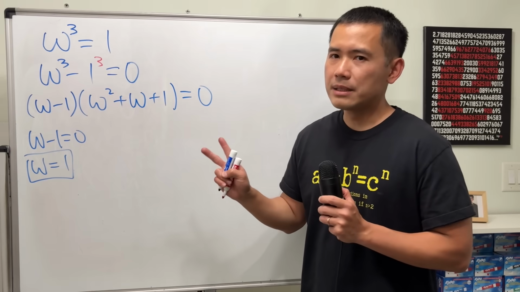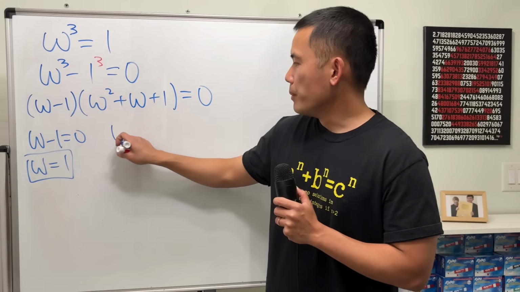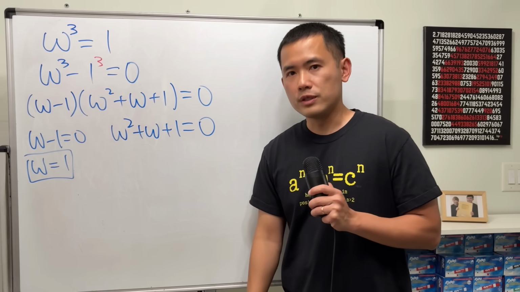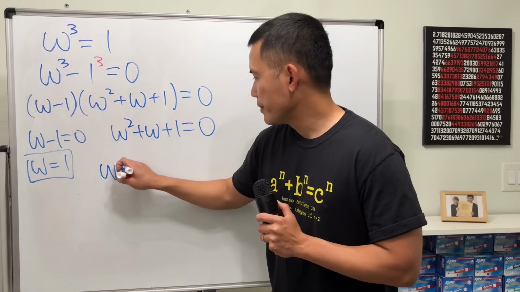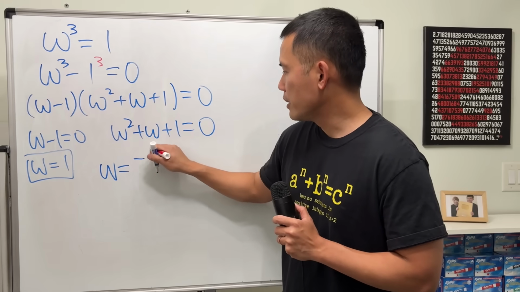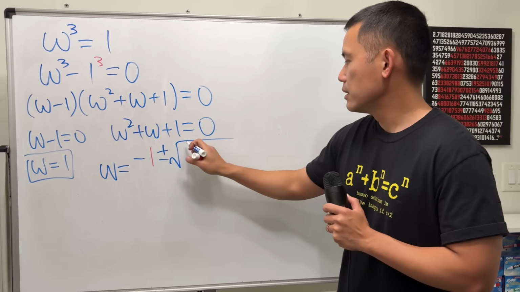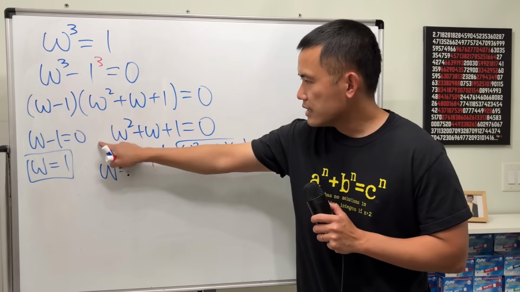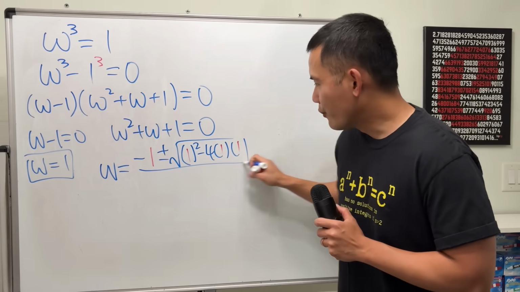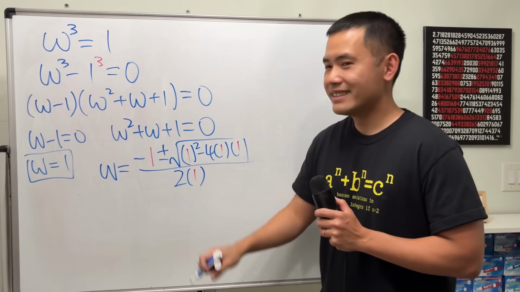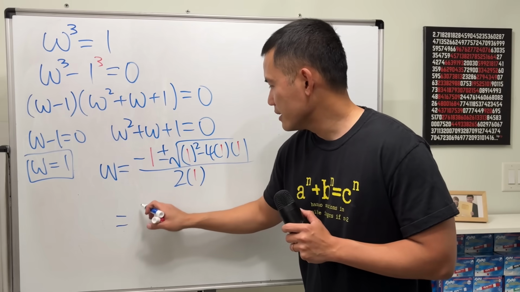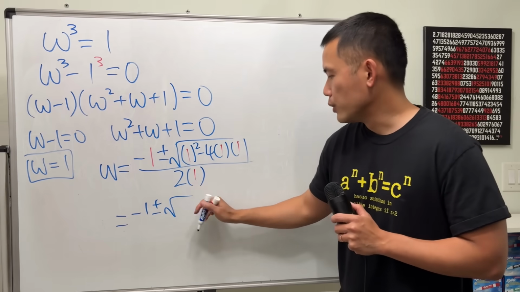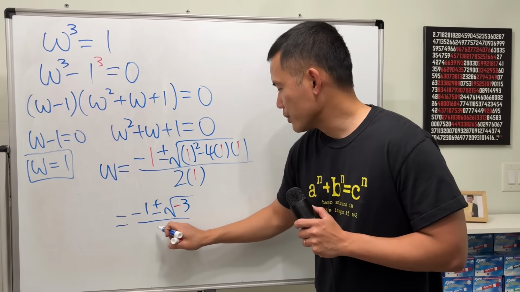And then we have two more possibilities for omega from here. Omega squared plus omega plus 1 is equal to 0. It's a quadratic equation. We'll use the quadratic formula for it. So omega equals negative b, which is the 1 here, plus or minus square root. B is 1, square that, minus 4ac. A is 1 and c is 1, over 2 times a, which is 1. And now work this out. We have negative 1 plus or minus square root. This is 1 minus 4, which we have negative 3 over 2.